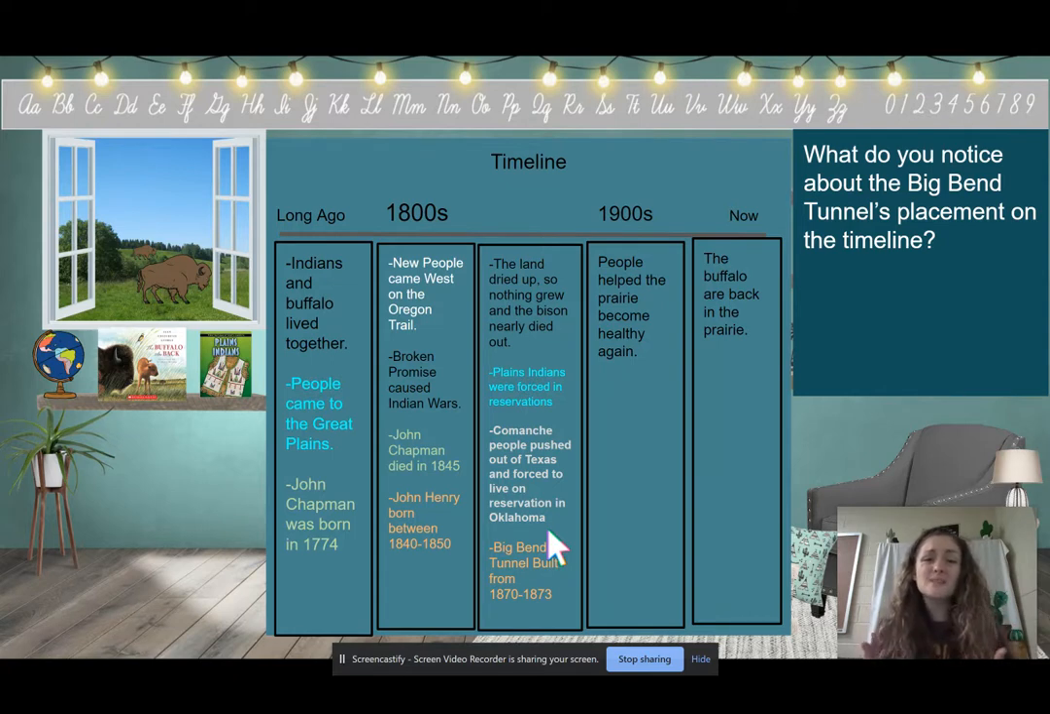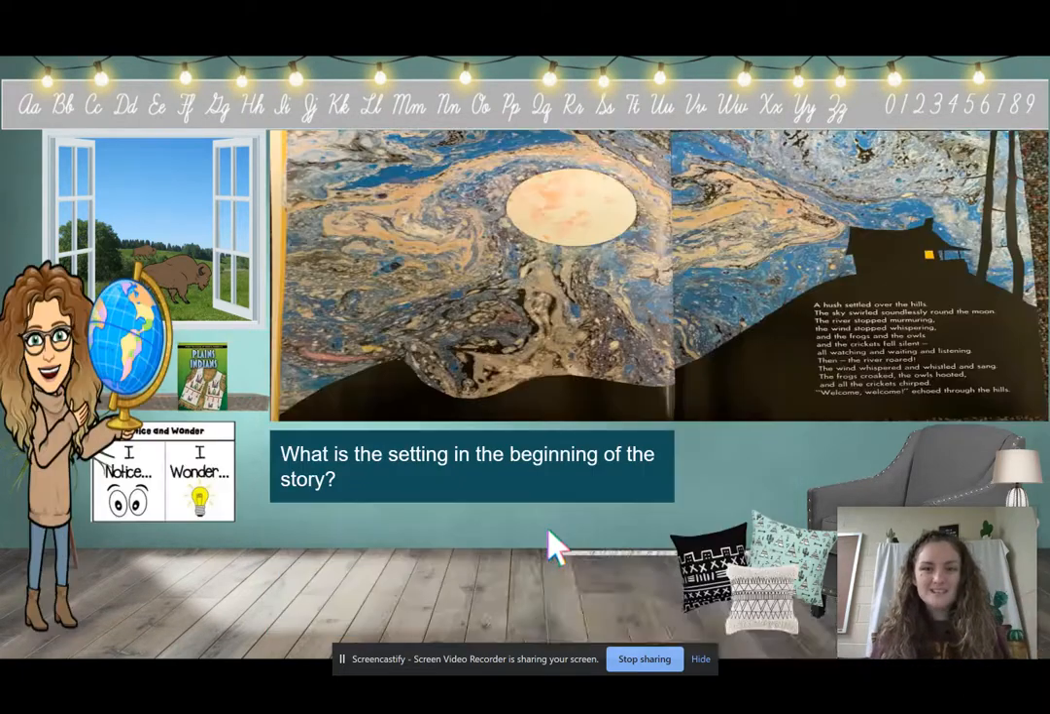So something that was happening at the same time that the Big Bend Tunnel was being built is that Native Americans were starting to be forced to live on those reservations. And a lot of the railroads where these trains went through happened on Native American lands. So keep that in the back of your mind as we are learning about John Henry. How does his story relate to what we are learning about the early American West?